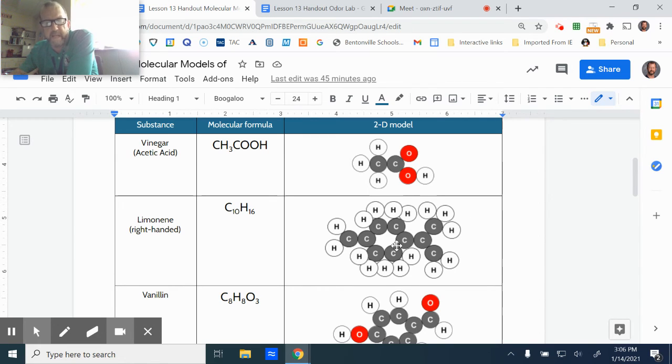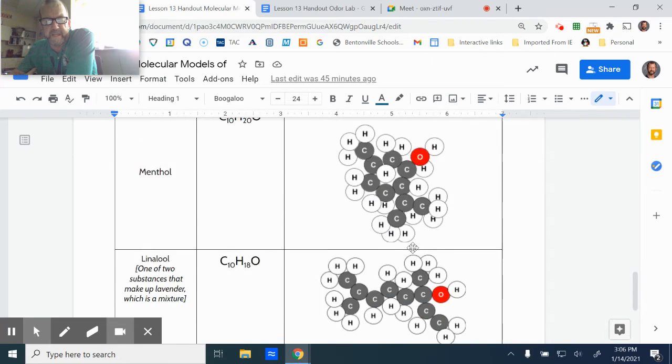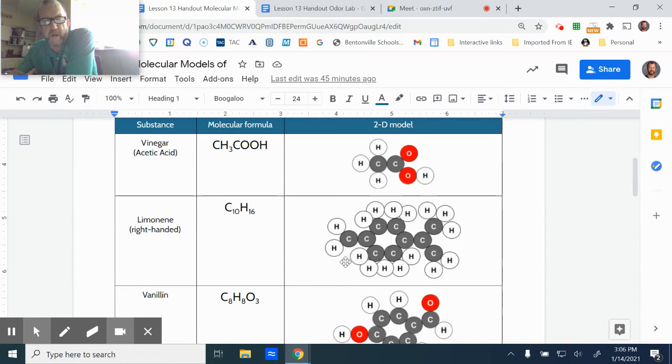So limonene, when I look at the molecular model, the very first thing I notice about limonene, especially compared to everything else, is it has no oxygen molecules with it. It's the only one of the 5 or 6 molecules that does not have any oxygen. So I'd write down, does not have an oxygen molecule. It's centered on carbon. It's a large molecule. I mean, it has 26 atoms altogether to make up the smell of lemon.